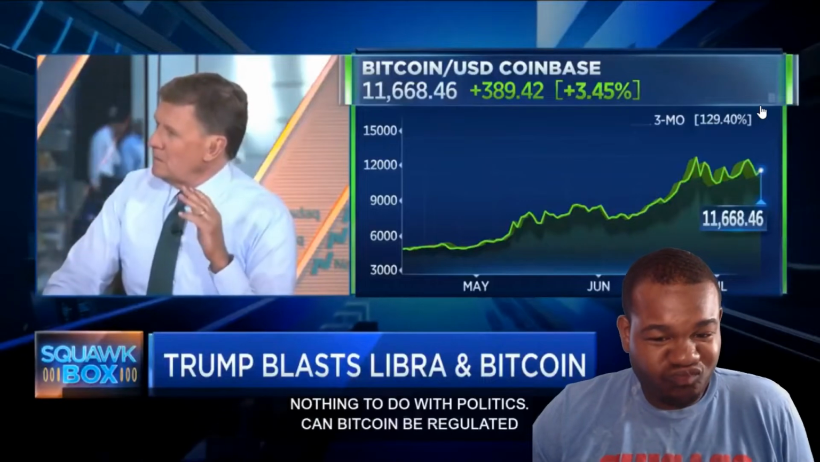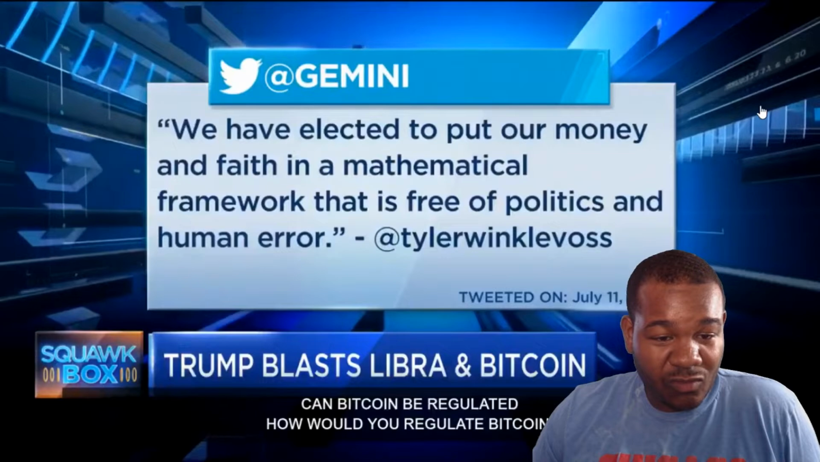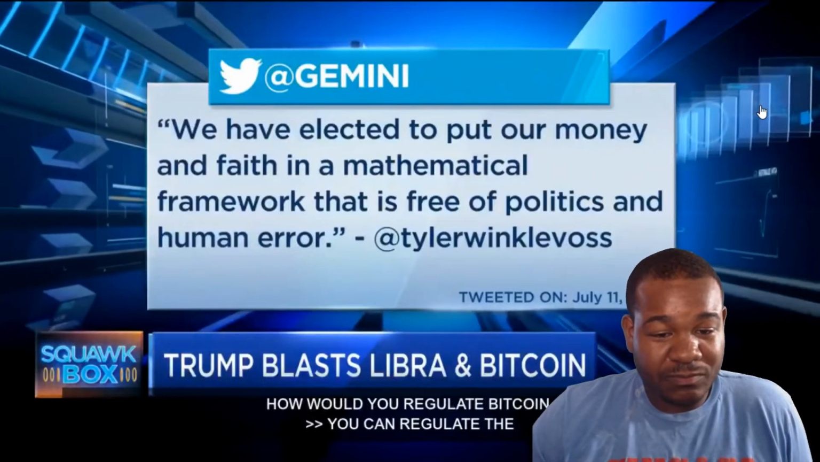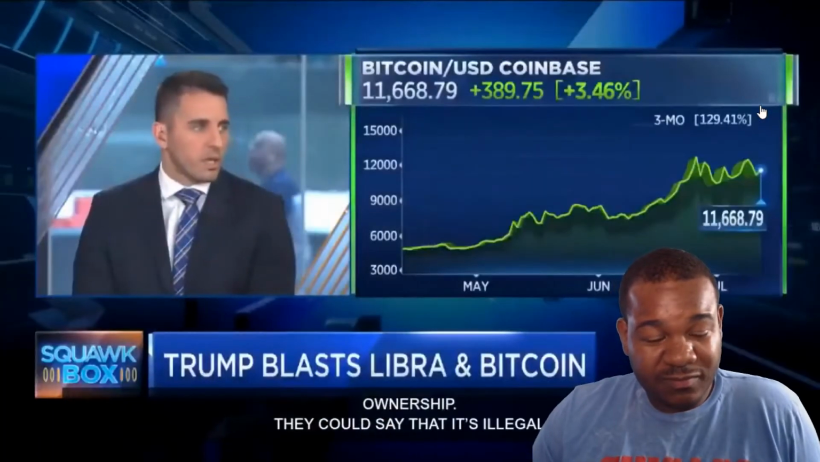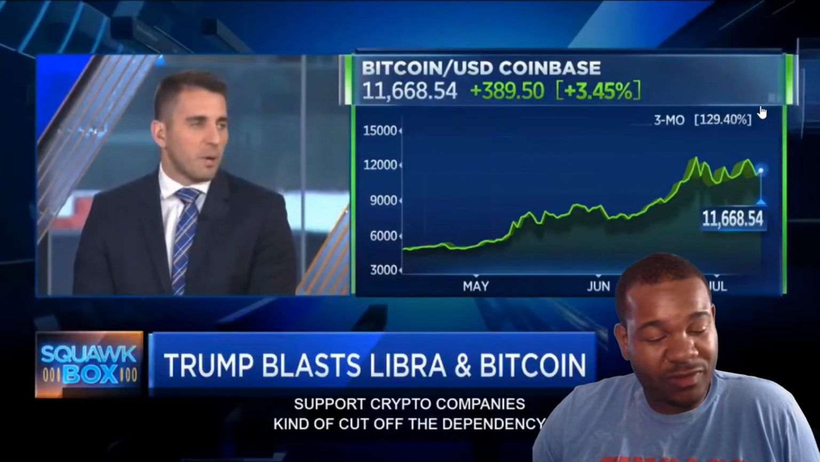Yeah, so there's two components, right? You can regulate the ownership, so they could ban the outright ownership of Bitcoin. They could say that it's illegal, which is what India's done, right? It's illegal for financial institutions to support crypto companies, right? Kind of cut off the dependency on the legacy financial system. You can't change the monetary policy. You can't change the algorithm that governs the asset unless you have over 51% of people agree to change it. And that's just not going to happen.